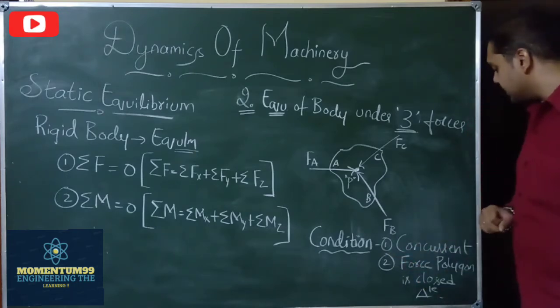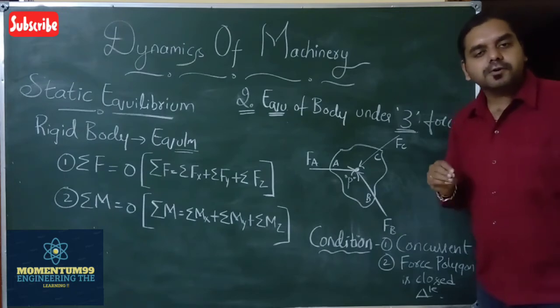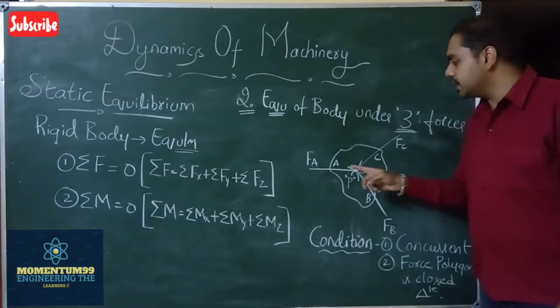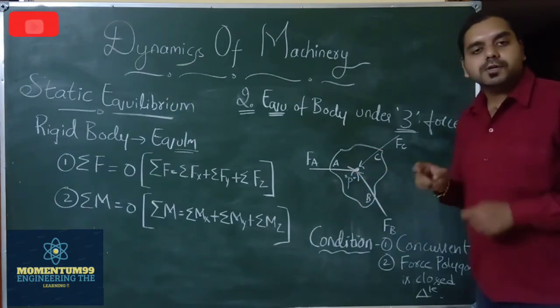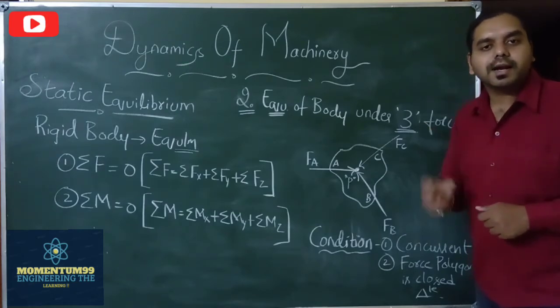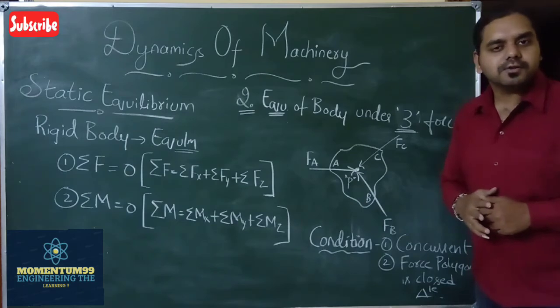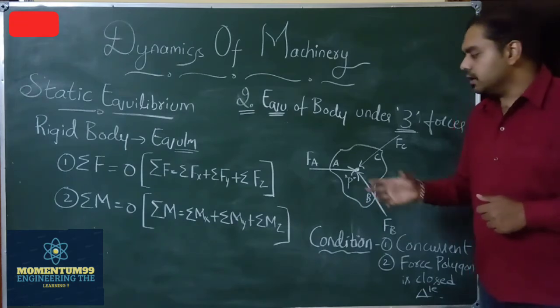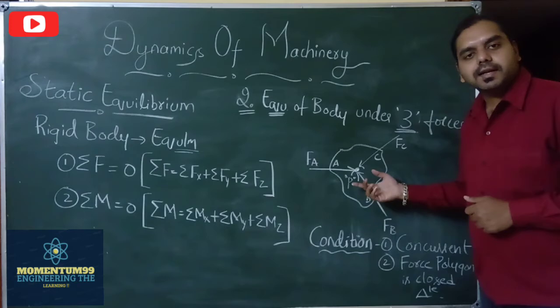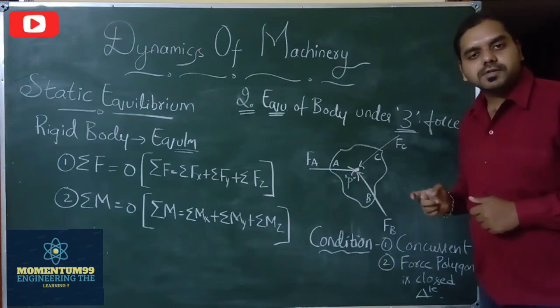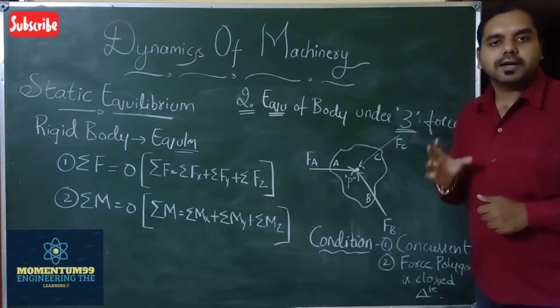The second condition says that the force polygon, whatever force polygon we will be getting by considering the line of action of these three forces, we should obtain that as a closed triangle. Now, what do you mean by this force polygon? You will get to know it better when you solve the problems. Just remember this one: the force polygon you get by considering the line of action of these three forces should be a closed one, preferably a closed triangle.